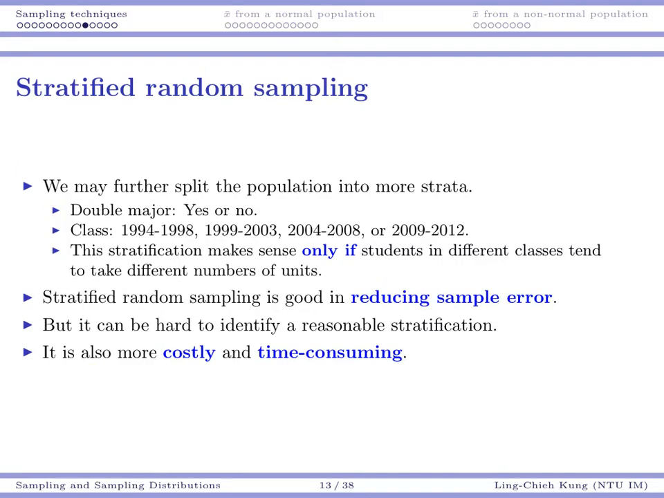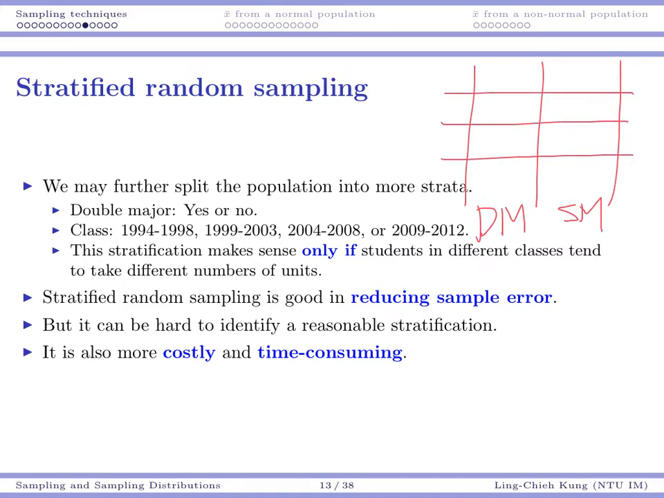Sometimes we split the population into multiple groups on different dimensions. For example, we may consider that whether we have double major is one attribute that may affect the outcome. And we may also consider that the year of graduation has another impact. So we have different classes from 94 to 98, from 99 to 03, and from 04 to 08, and so on. We may split the population into multiple strata according to multiple attributes.